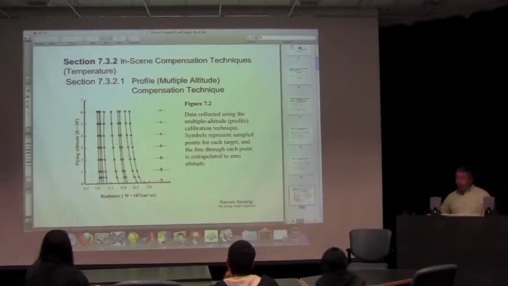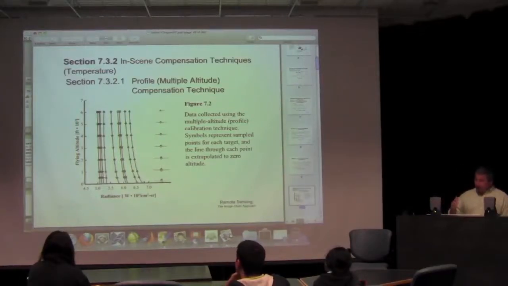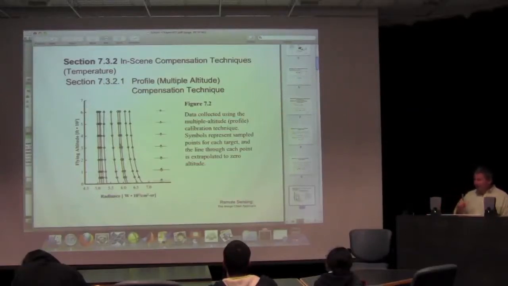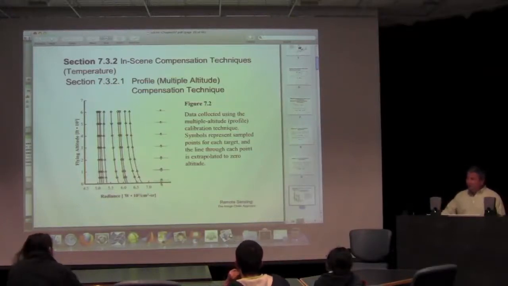So if you do this, and you can do this at every altitude, you can come up with this fantastic data that you could do something with in a second. But there is a problem. It's hard to fly at 0.